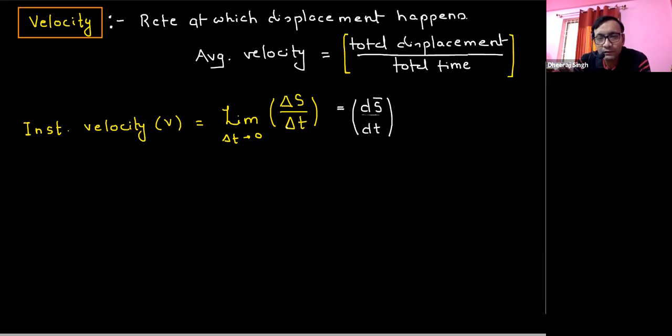I hope no doubts. No doubts? Fine. So let us see graphically certain situations, how does it look like? We are right now assuming that acceleration is zero. Okay. I'm talking about uniform motion, right? So for uniform motion, I just need these variables. I do not need acceleration because it is zero. So for uniform motion, we need the above variables only.